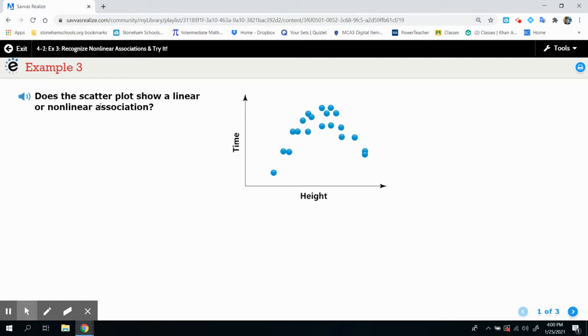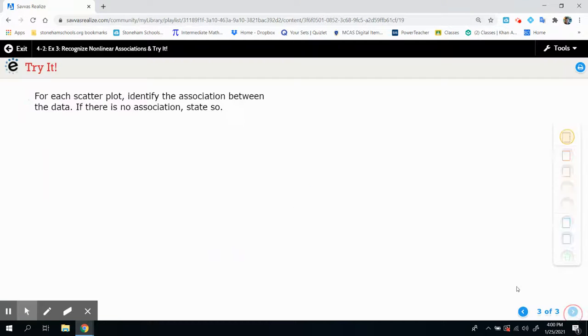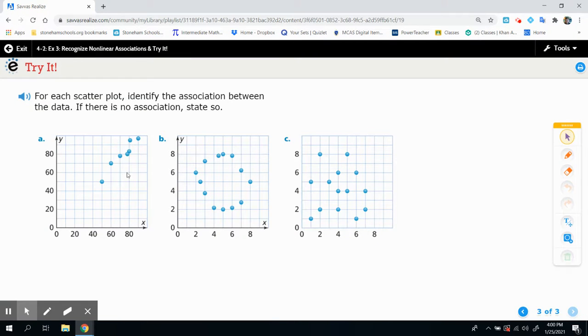Does the scatter plot show a linear or nonlinear association? The points in the scatter plot form a curve, so the scatter plot shows a nonlinear association between the data. Here's a positive association, here's a nonlinear, and here's a no association.